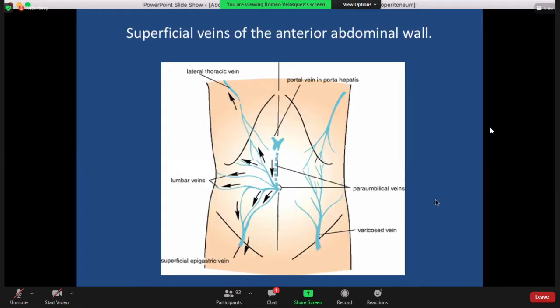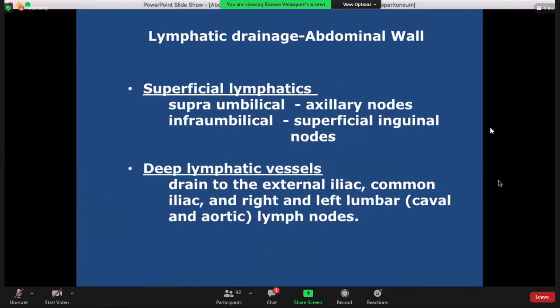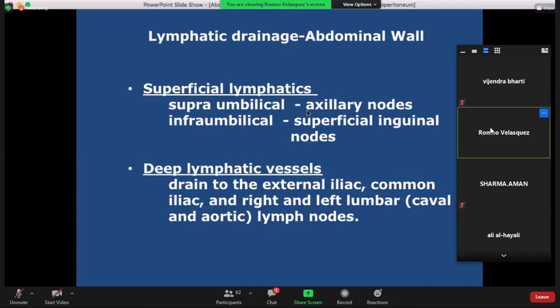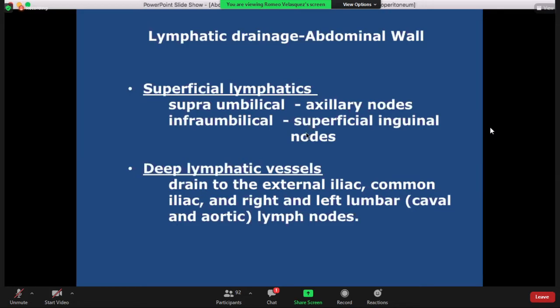Superficial veins of the anterior abdominal wall. Illustration coming from Moore, the older edition of Moore. Lymphatic drainage, superficial lymphatics. You see the names supraumbilical, infraumbilical, simply because they are using the transverse umbilical line as the reference landmark. So above the umbilicus, it will drain to the axillary nodes. Below the umbilicus, it will drain to the superficial inguinal nodes. And the deep lymphatic vessels drain to the external iliac, common iliac, right and left lumbar lymph nodes.